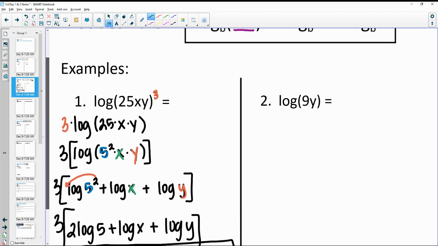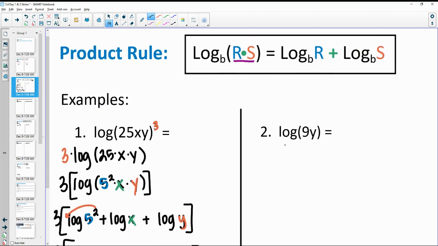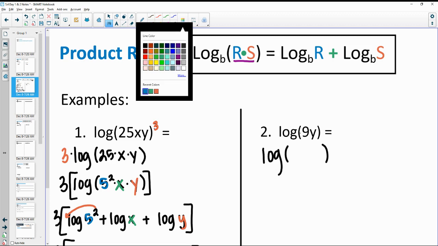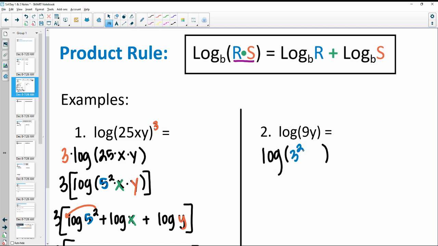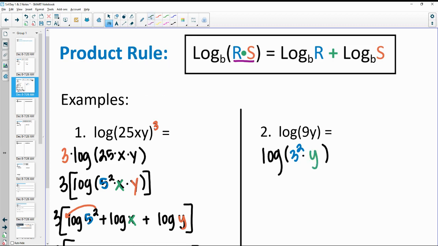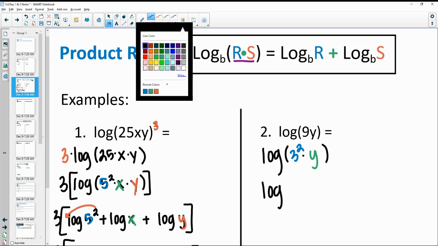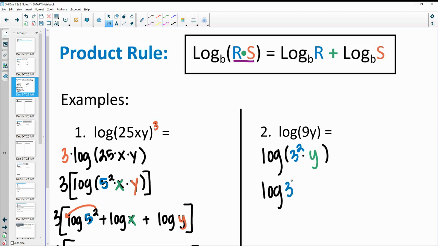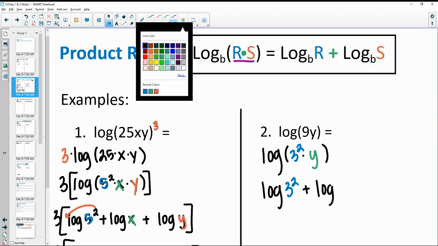So then number 2, I'll just rewrite the 9 first. So 9 is 3 times 3. So I'll just write that as 3 squared. And then we have times y. So we see 2 different bases in there. So we're going to have 2 different logarithms when we write these out. So we'll have log of 3 squared. And then since we're multiplying on the inside, we'll add these separate logs. So then plus log of y.